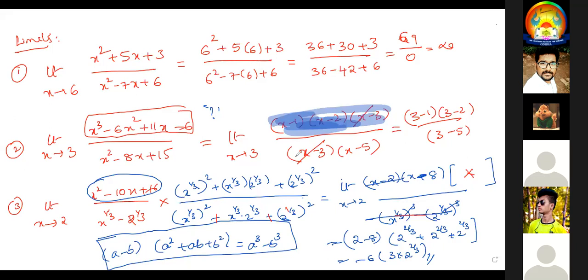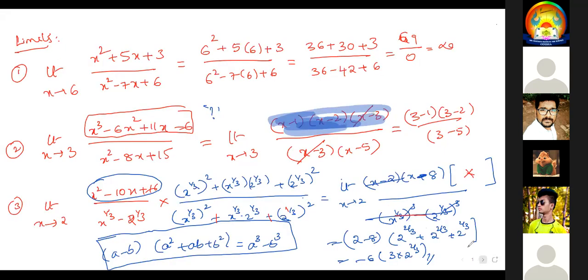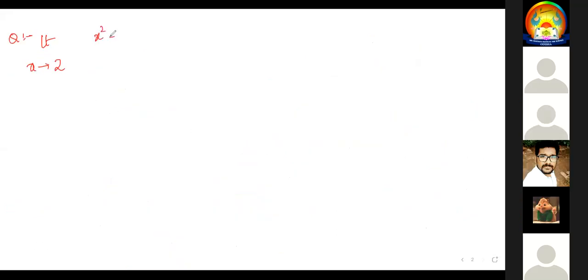I'll teach the third question of the second step again. Can you say what the question is once? Limit x tends to 2, x square minus 10x plus 16, divided by x power 1 by 3 minus 2 power 1 by 3.